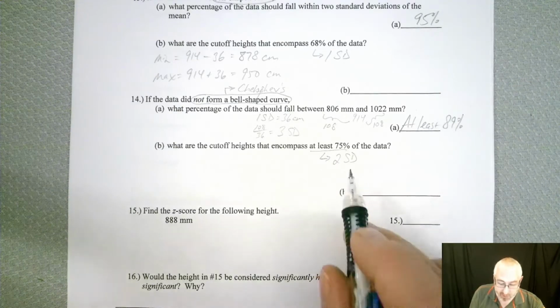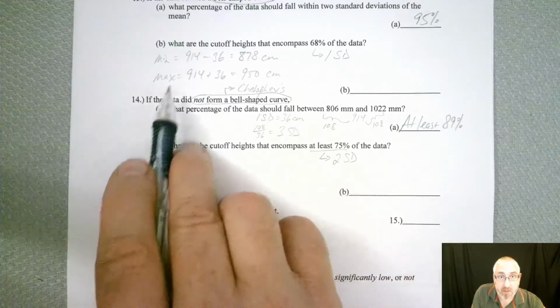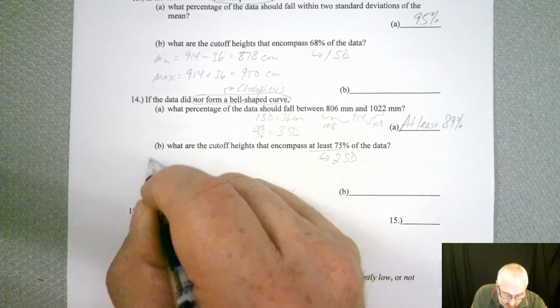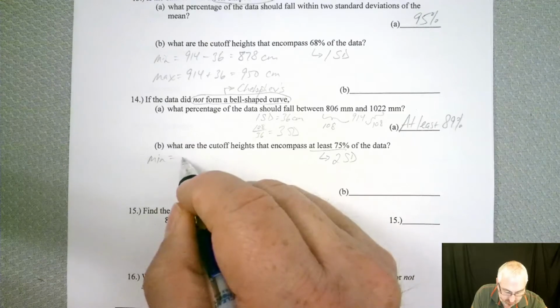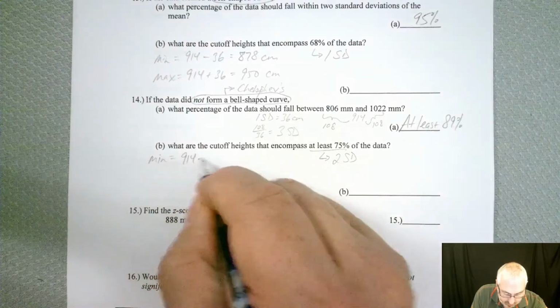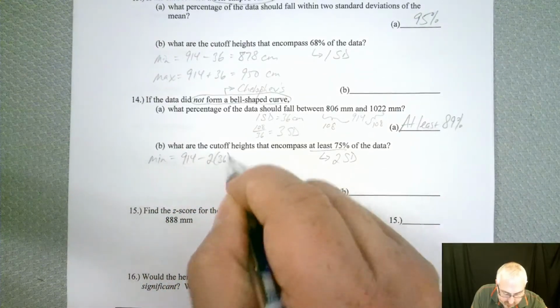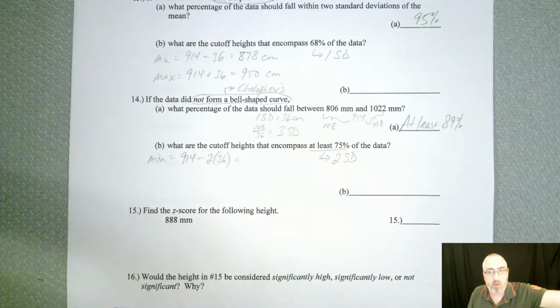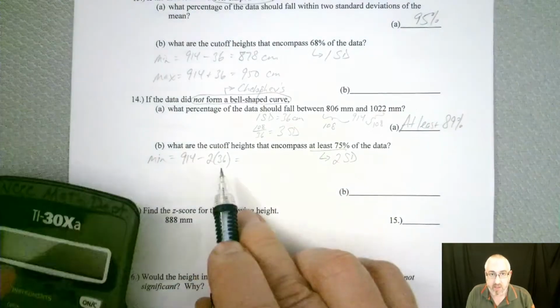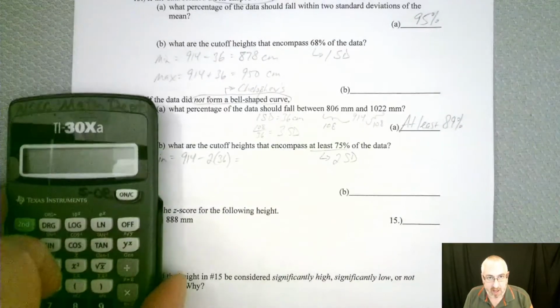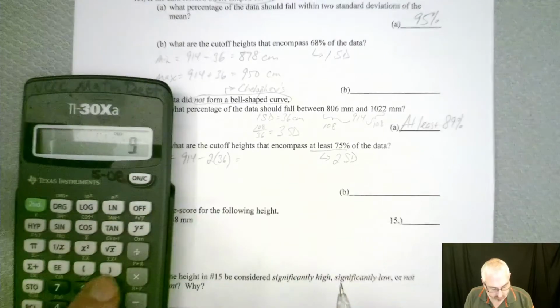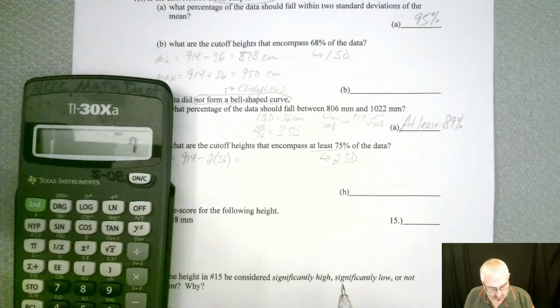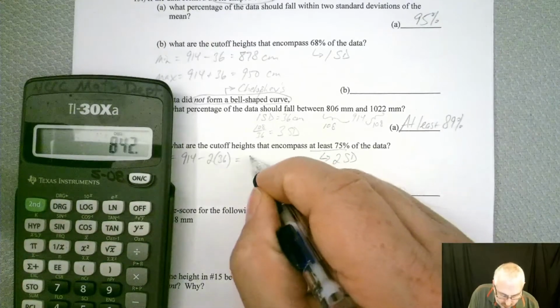So if we want to be 2 standard deviations away, it's going to be very similar to what we did up here, but now we're just going to subtract twice the standard deviation. So we got 914 minus 2 times 36, and just so we get it right, 2 times 36 is 72, so we're just going to add and subtract 72. So let's just do that real quick. Minus 72 equals 842.